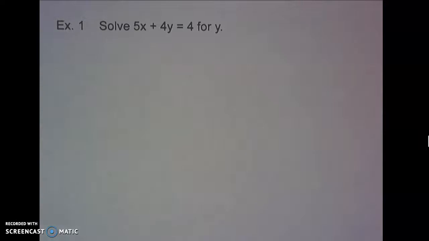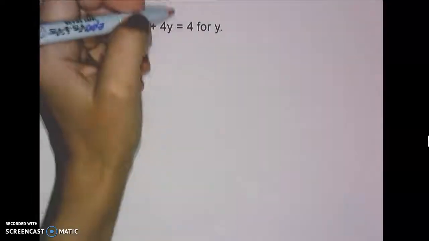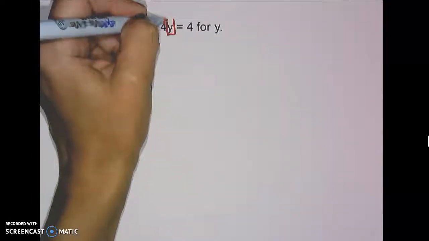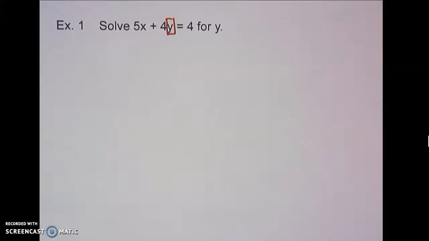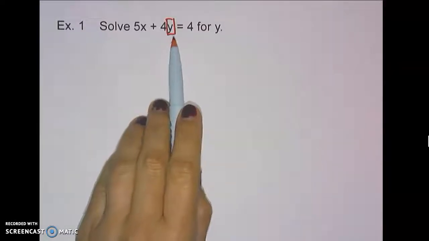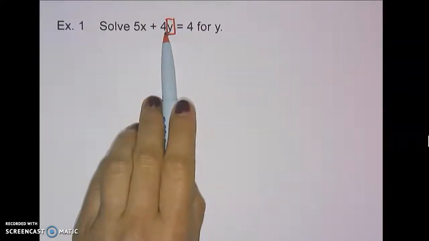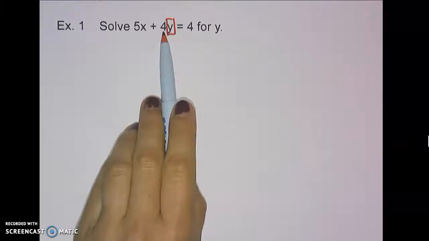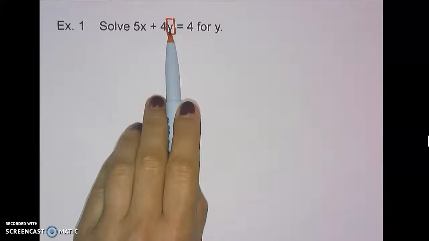So the first one we're going to do is solve 5x plus 4y equals 4 for y. They've told us that we need to get y by itself. So our job is to do everything we can to get this term by itself first, and then we're going to get rid of that 4 out front and get y by itself.